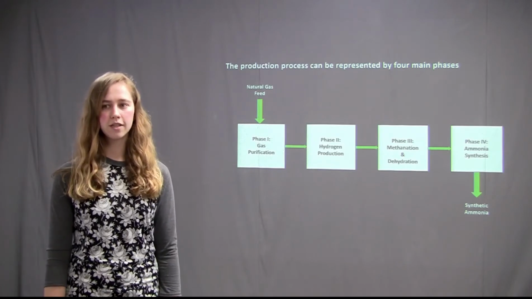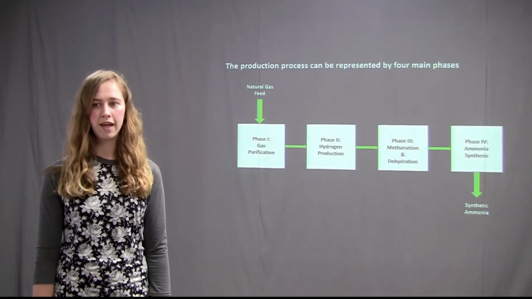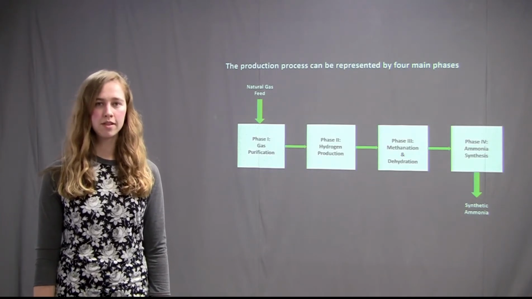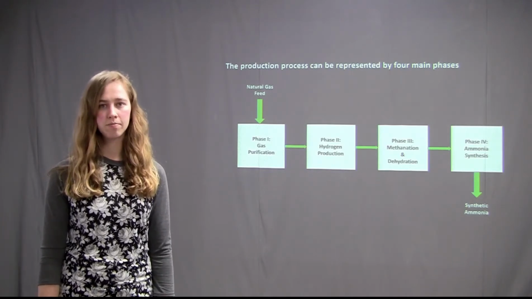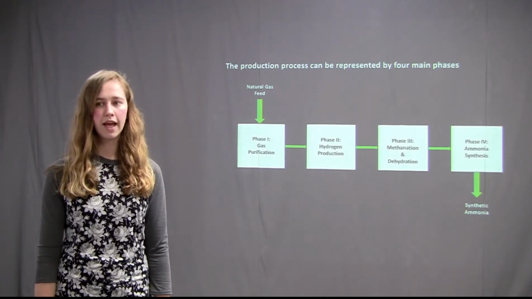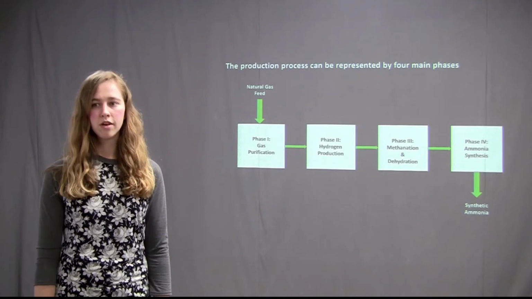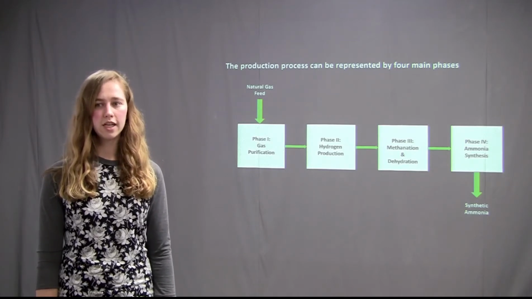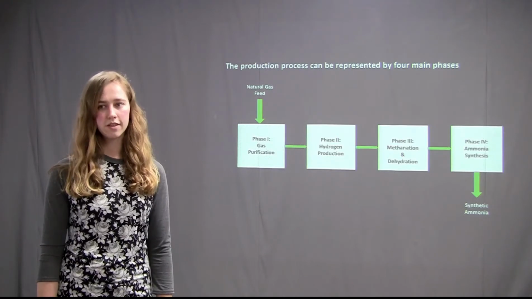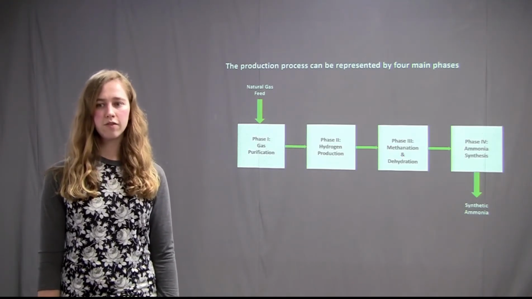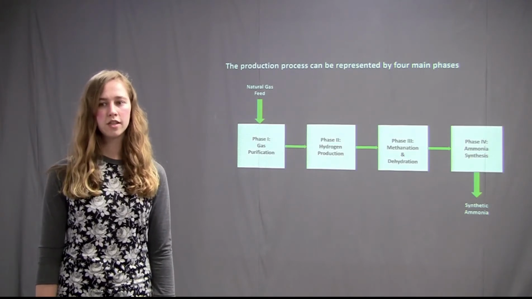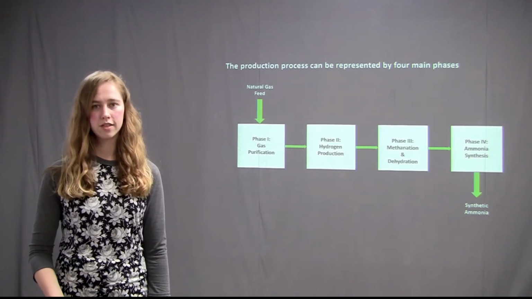The overall production process can be represented by four main phases. Phase 1 represents gas purification and encompasses mercury and sulfur removal. Phase 2 represents hydrogen production via steam reforming and carbon oxide removal. Phase 3 represents methanation and dehydration, which prepares the process stream for ammonia synthesis. Finally, Phase 4 represents ammonia synthesis, where ammonia is produced and separated to purified sellable product.